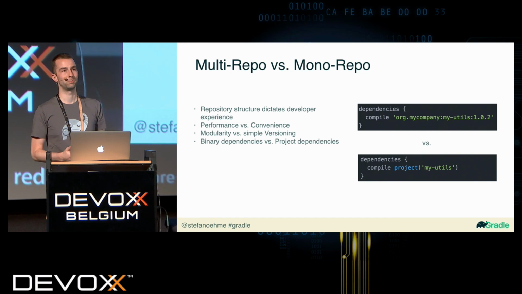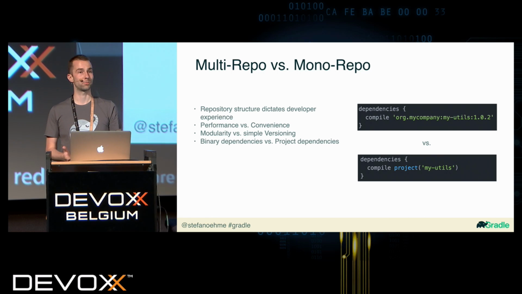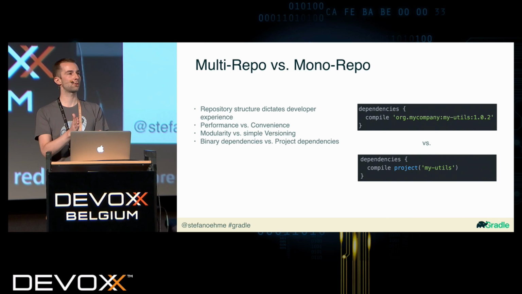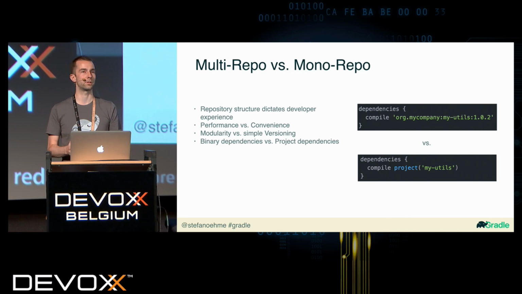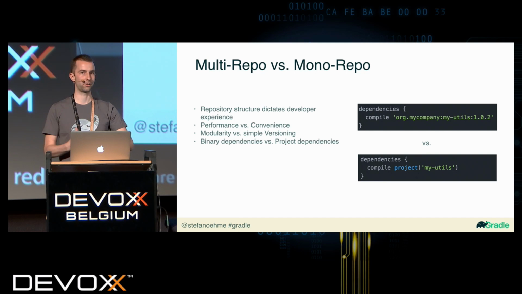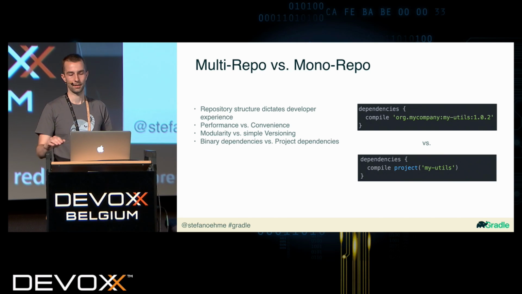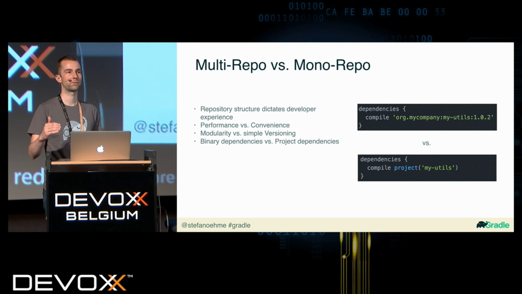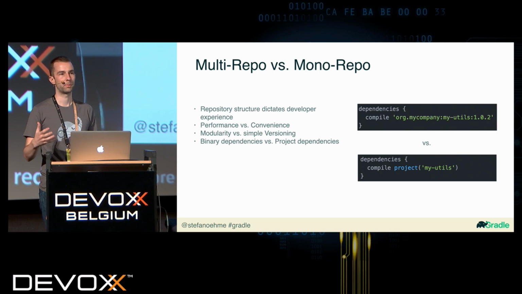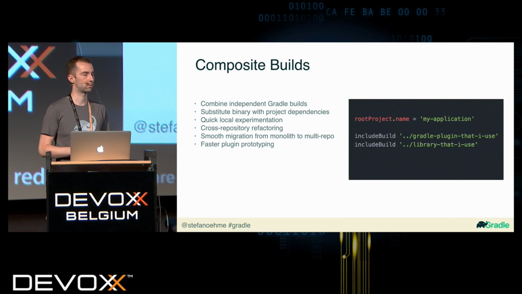And then there's also the problem of creeping dependencies between those modules. If there's no repository boundaries, no clear version boundaries forcing you into modularity, it's very easy to go back to just tangling everything together. So it has some big disadvantages too. And this is why we wanted to find a solution that allows you to get the benefits of both. And that's why we built Composite Builds.